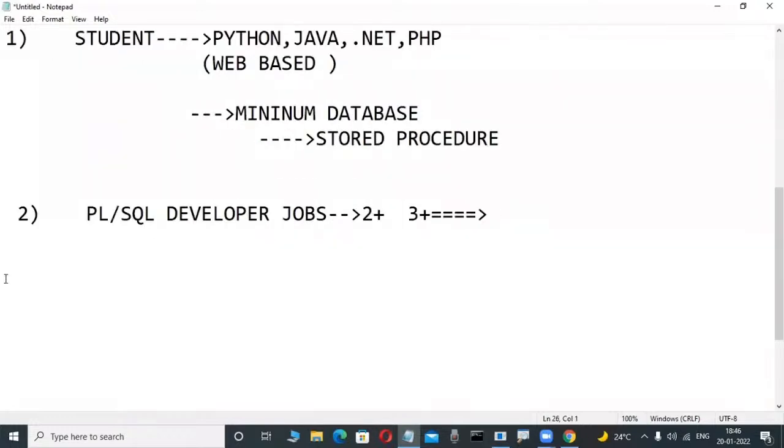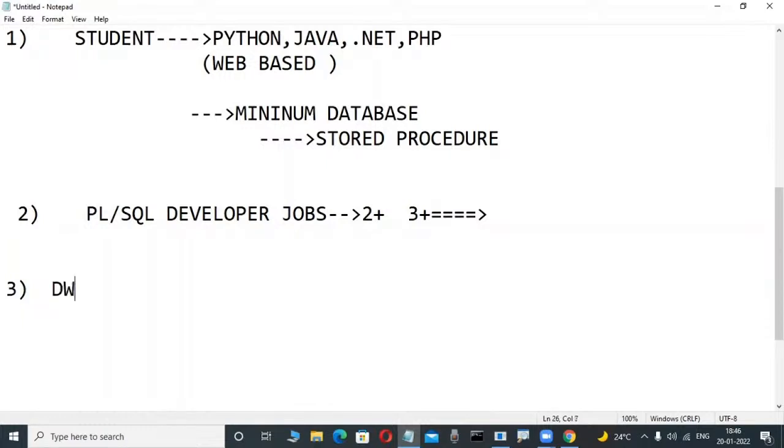Again, observe here, these are the purposes for PLSQL developer jobs. There's another type of person. Nowadays, many people don't have very good knowledge of coding, maybe they're not technical persons, but they want to move into software. In that case, one type of job is there.